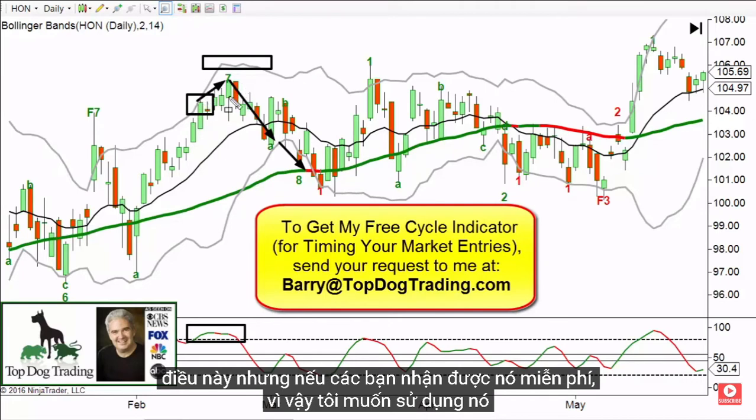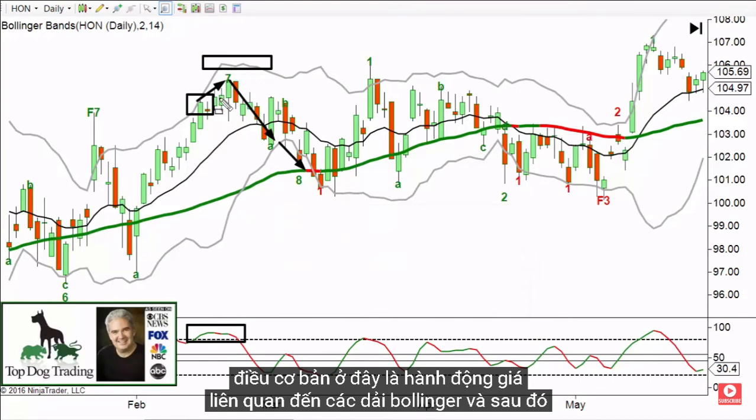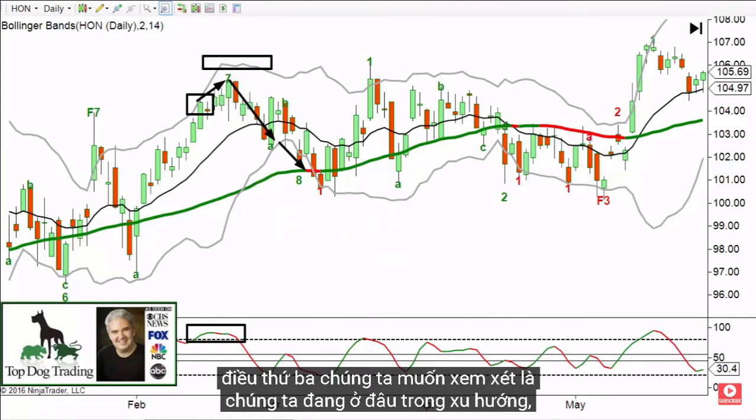Anyway, I like to use it in conjunction with the cycle indicator, but even if you don't use it with it, the primary thing here is price action in relation to the Bollinger Bands. And then the third thing we want to look at is where are we in the trend.